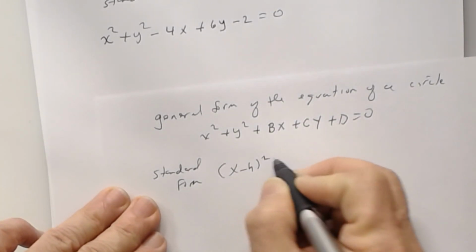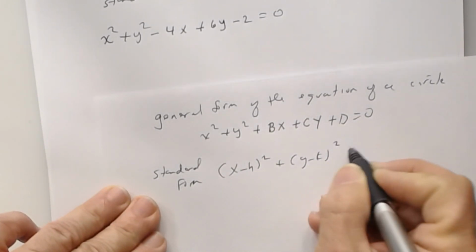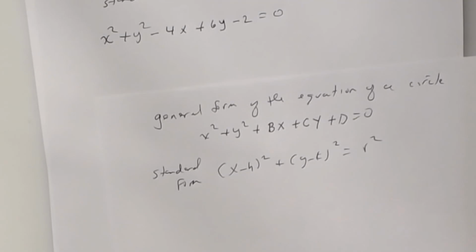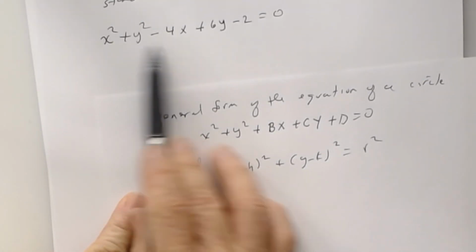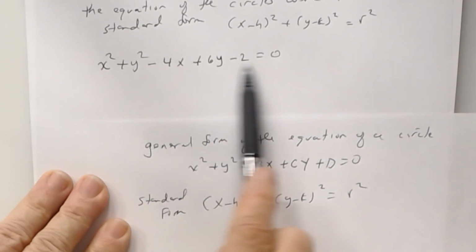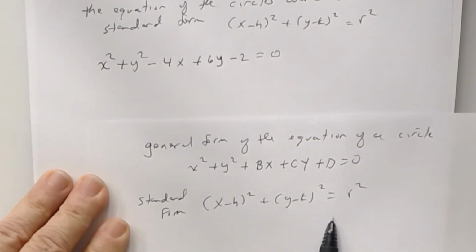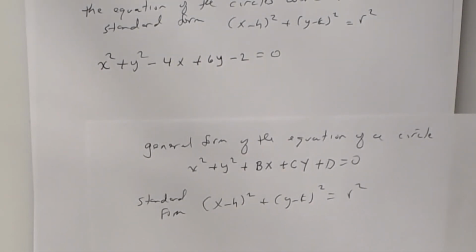(x - h)² + (y - k)² = r². That was standard form. Somehow, I need to get this general form into this. All right, so I'm going to ask you this question. What idea are you going to use to get x² + y² - 4x + 6y - 2 = 0 to look like standard form?